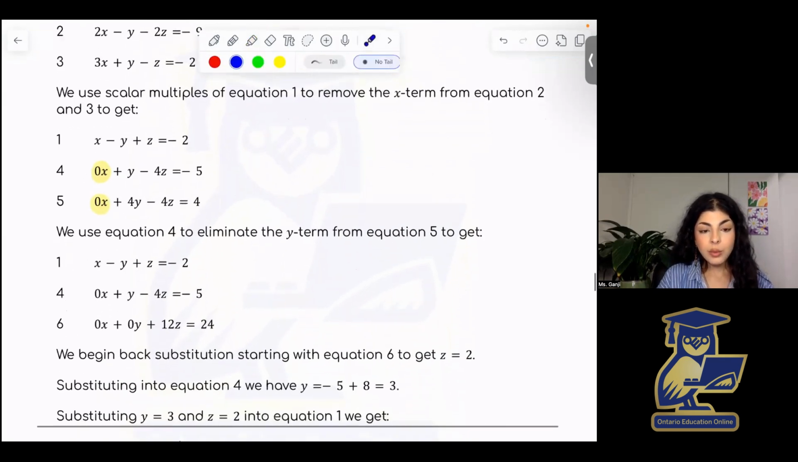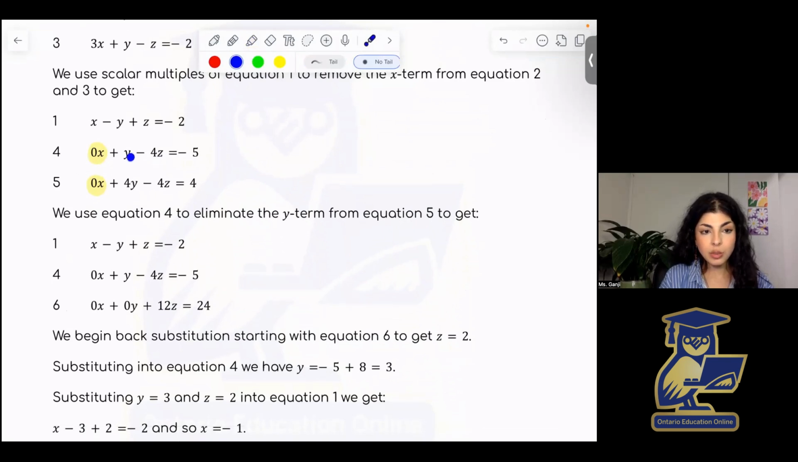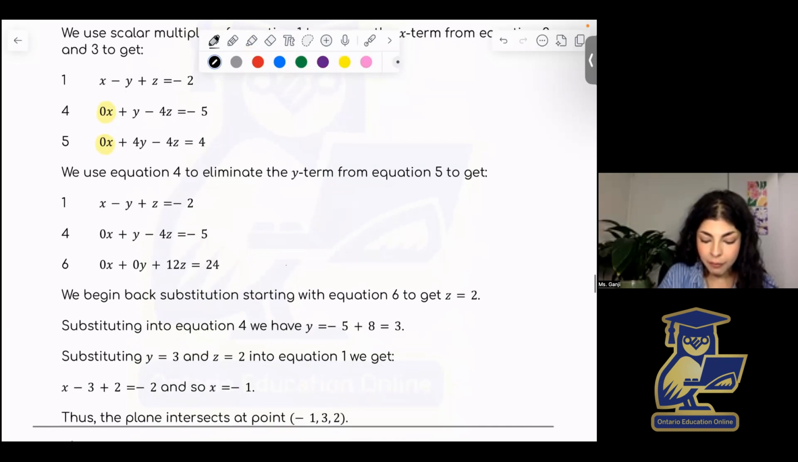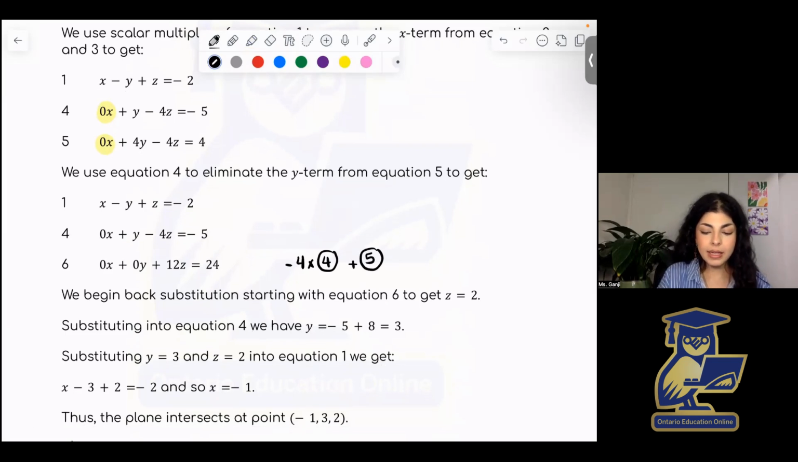Now, we use equation 4 here because this is just y. And really what I do here is negative 4 times equation 4 plus equation 5. And then I end up with equation 6, which has that 0 there. So 0, 0, 0, and that's that triangle formation that we wanted.